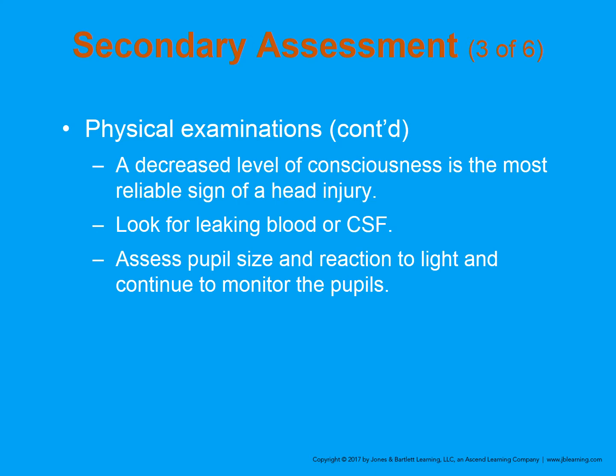And then if you have a family member or bystander, perfect question to ask: is this normal for them? Do they appear normal? Do they appear not normal in any way? Specifically, what do you see that's abnormal? Look for any blood or CSF. Assess pupil size and reaction to light, and continue to monitor those pupils. You check them initially, but then that's part of the reassessment.